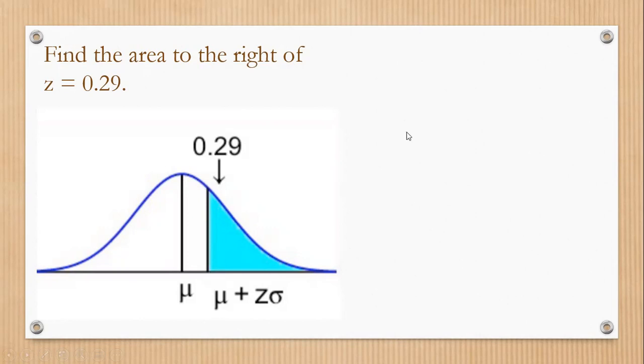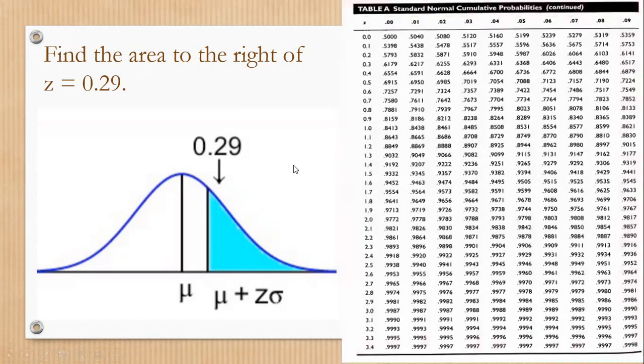Okay, so from the table, use the table. So look first for the first two numbers, the 0.2. 0.2 is here, and then the 0.09 above. The 0.09 and its intersection, there you go, the 0.6141. But remember the rule, whatever is the value in the table, you need to subtract this from 1 if we use the word right.